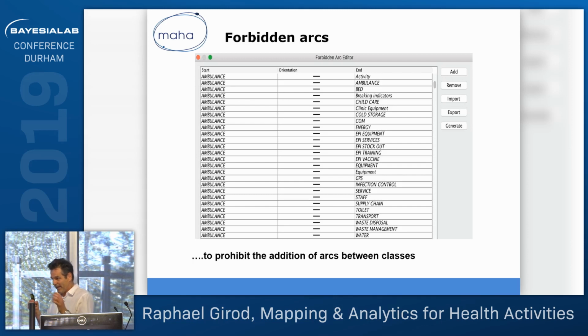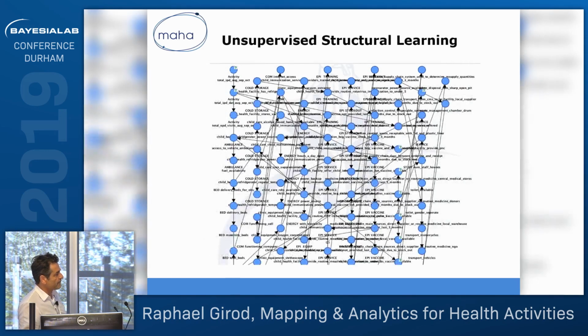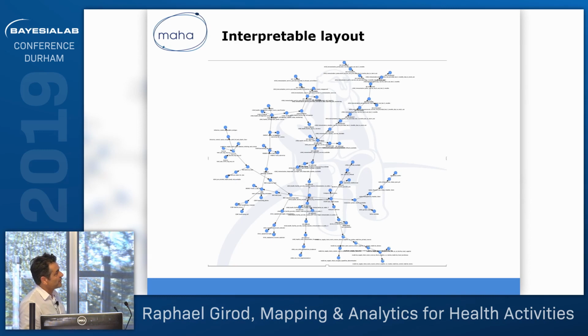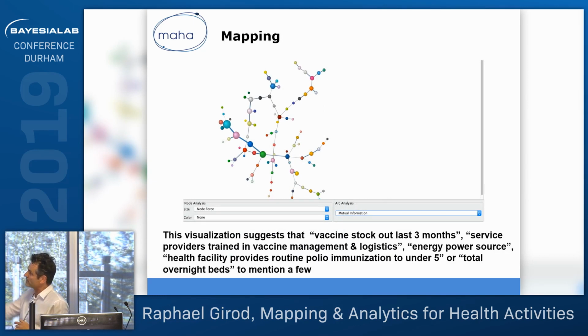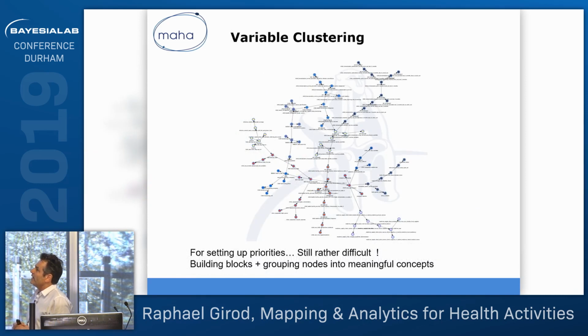And the forbidden arcs, because I did want to put some constraints in the model. So you can see this type of forbidden arcs, and supervised structural learning shows it very nicely. Interpretable layout: until that time, it is useless to communicate through this type of model. That's why it's very purposeful to go through the clustering, and once more, through the mapping, you can appraise the importance of the node. I've identified, for example, the energy power source or the trainings, the immunization services, of course.